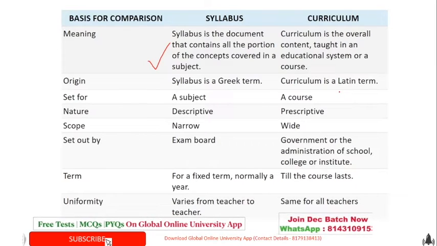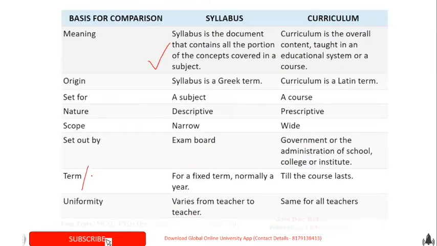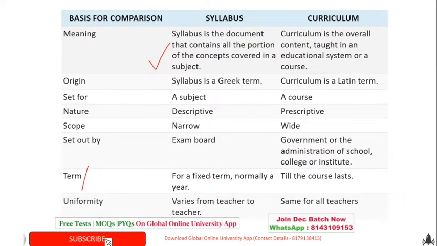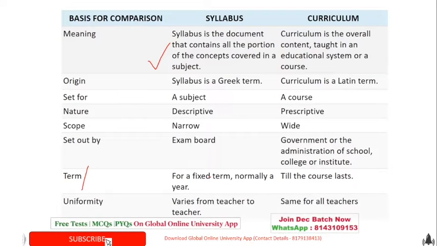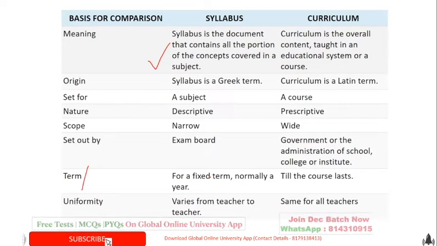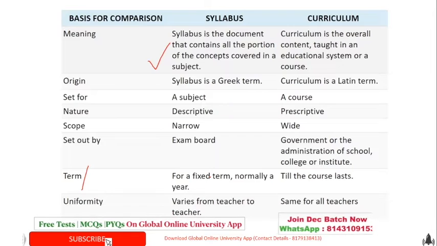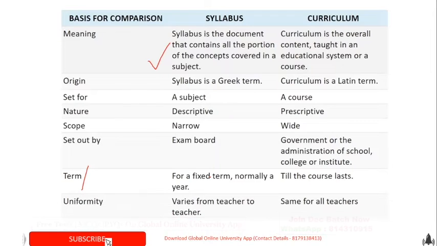The term for the syllabus means the tenure, the time period. This is fixed, normally a year, which can be stretched to 3 years, or many times 5 years, whereas curriculum is till the time the course lasts. What about uniformity? Syllabus varies from one subject teacher to another subject teacher, whereas curriculum is basically the same, irrespective of the different subject teachers.